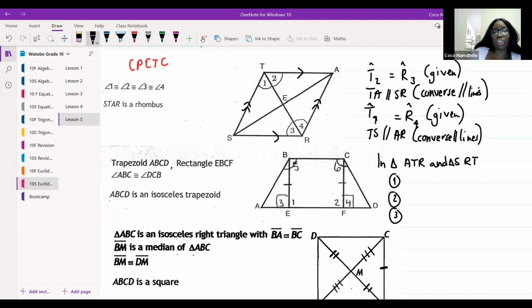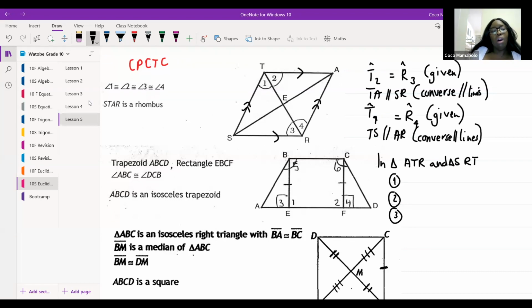Anybody, you can even raise your hand. Yes, Tiana, let's go. Ma'am, I have a question actually. Can't we use the alternate angles in a converse parallel line as reasons here? Yes, we can, because we proved it above. Yes, absolutely, we can.